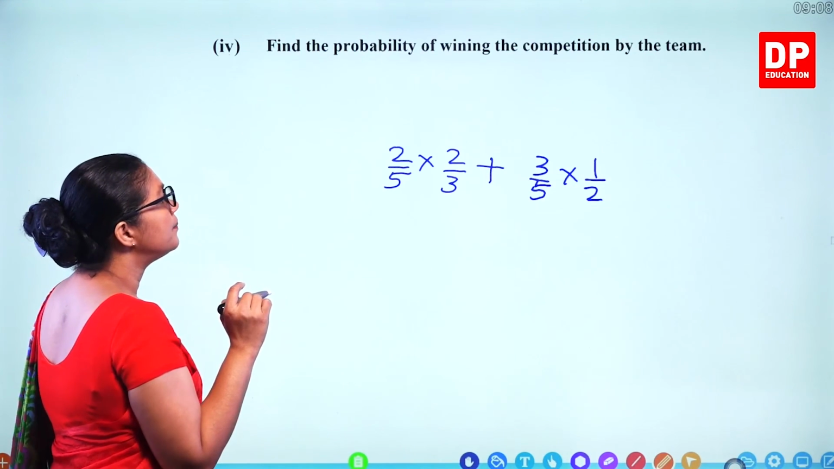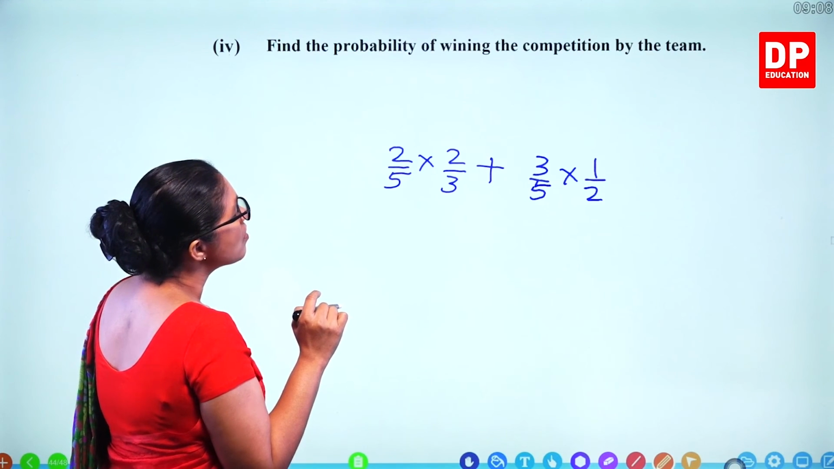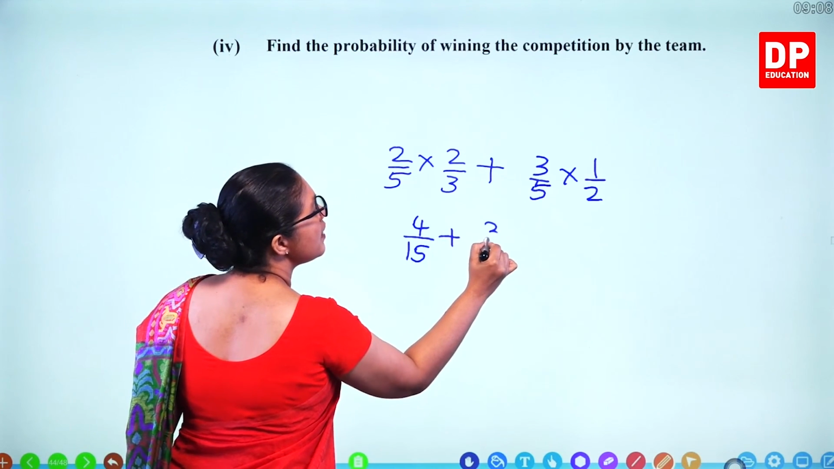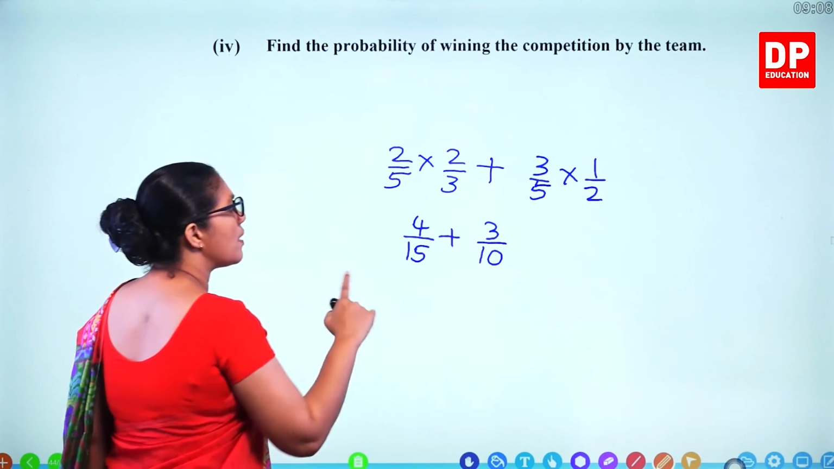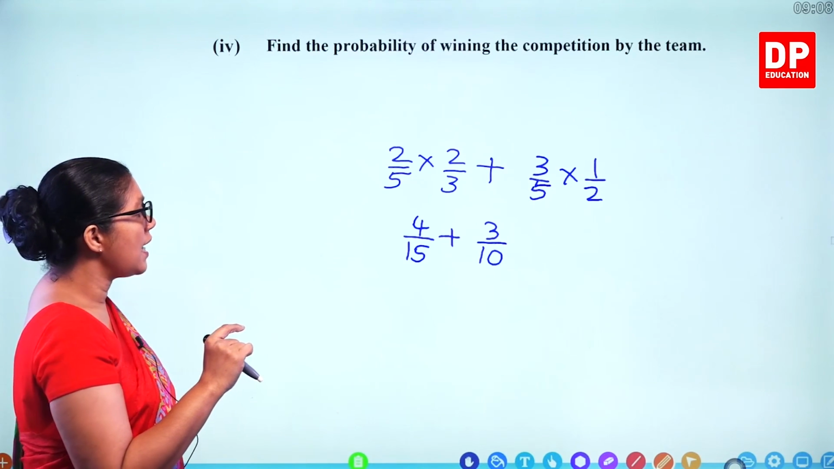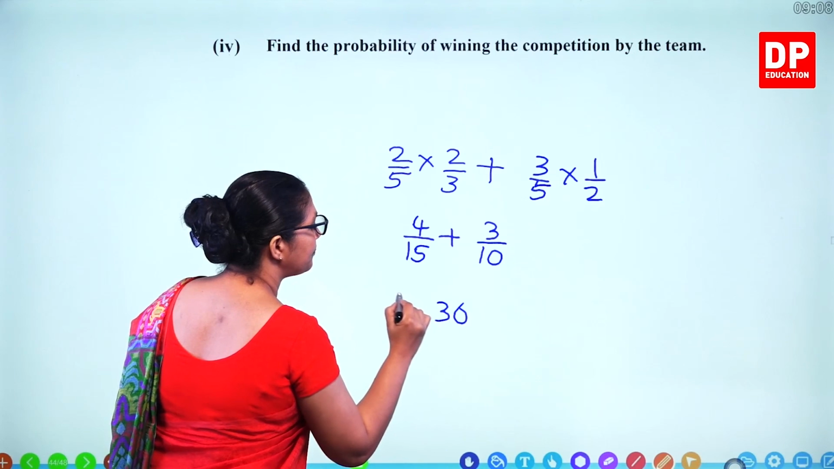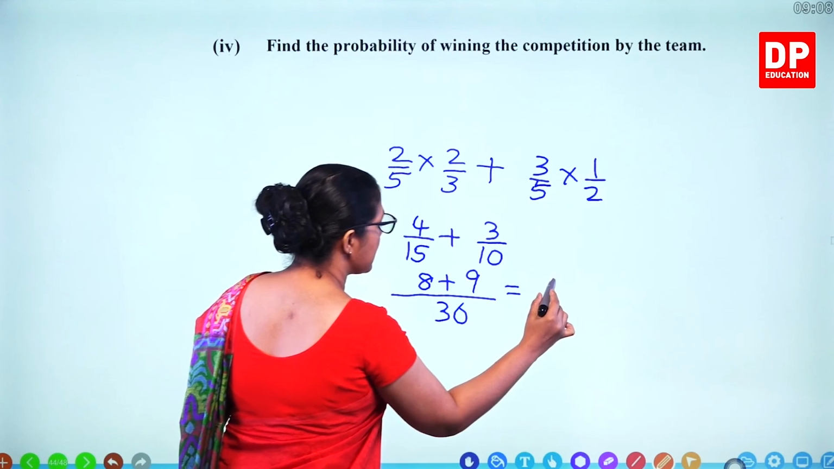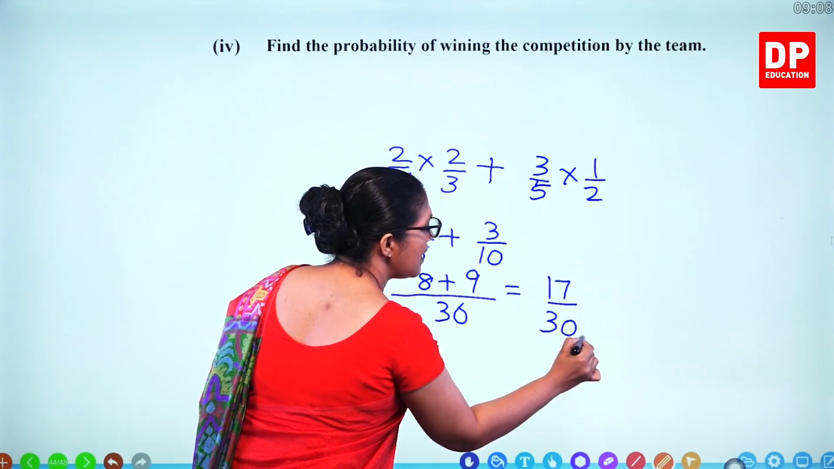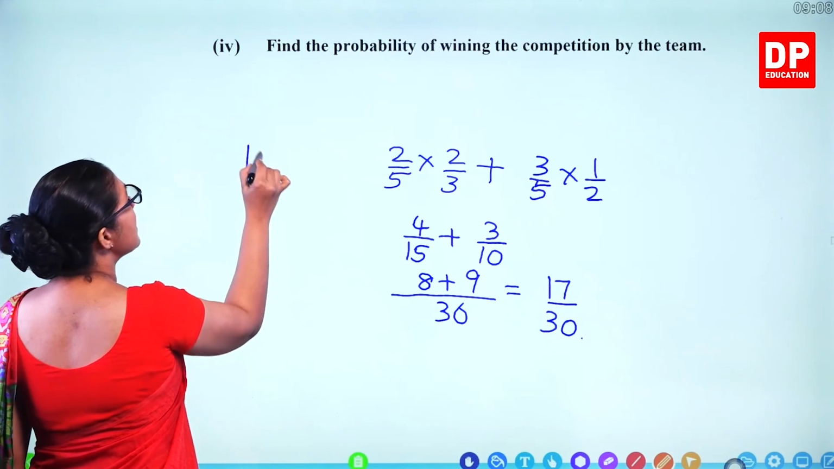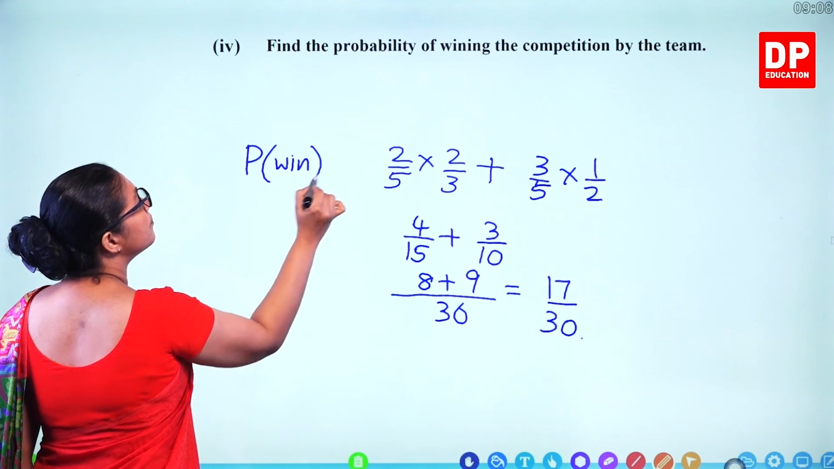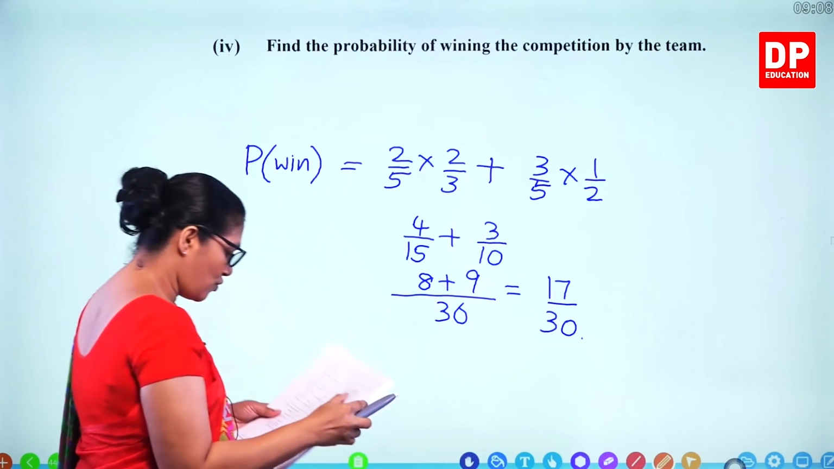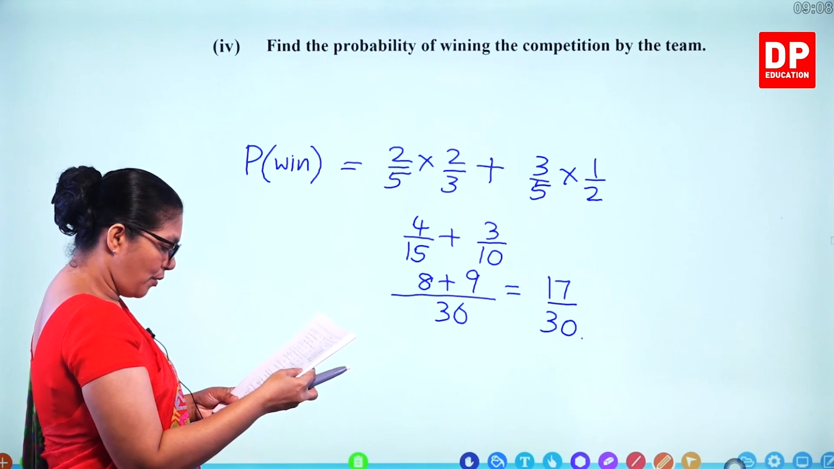So what's the answer? You can't cross out any common terms. So 4 over 15 plus 3 over 10. What's the lowest common multiple of 15 and 10? That's 30. So 2 times 4, 8. 3 times 3, 9. 8 plus 9, 17 over 30 is the probability of winning. So how many marks for that? You get 3 marks.